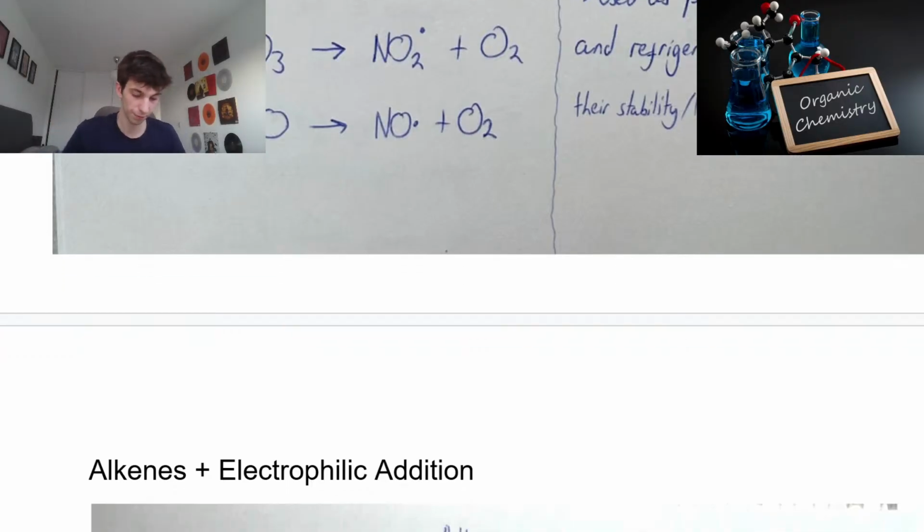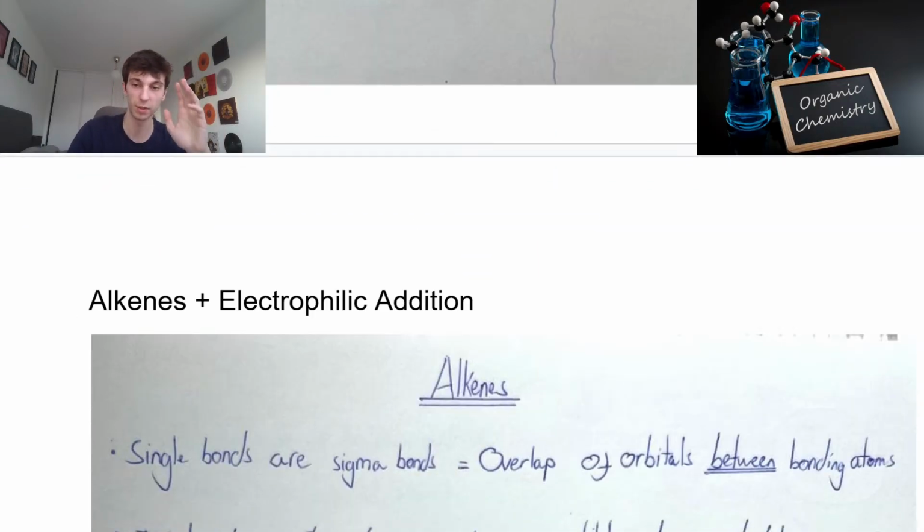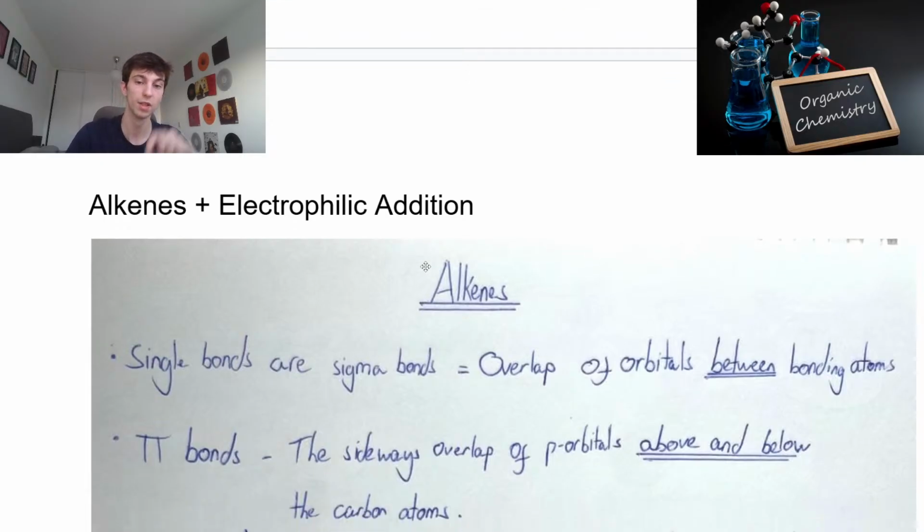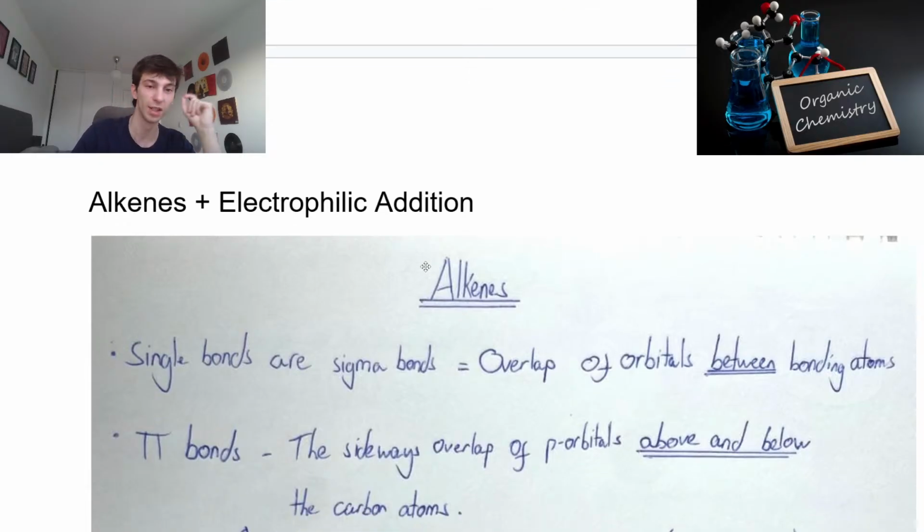So alkenes, exactly as you guys were asking before, sigma bonds and pi bonds. Let's think about it. A sigma bond is the overlap of orbitals between bonding atoms, so the area of electron density is between the bonding atoms. Pi bonds are the sideways overlap of p orbitals, which is above and below the carbon atoms in that alkene.